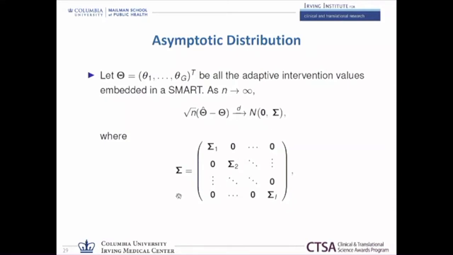Sigma here is a block diagonal matrix of a series of small covariance matrices denoted by sigma 1, sigma 2, to sigma I. Each of these small covariance matrices corresponds to the MLEs of those adaptive intervention values that share the same stage 1 treatment in the study. For example, sigma 1 here is the covariance matrix of the MLEs of all the adaptive interventions that start with T1 at stage 1. These MLEs are correlated with each other due to the overlap in structure, and the correlation varies by study design.